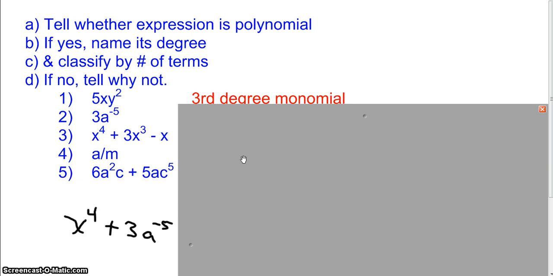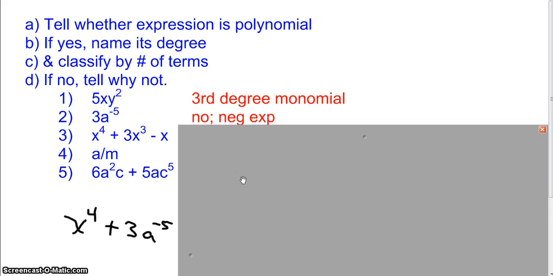And how about 2a to the negative 5? Is that a polynomial? Good job. Why not, Aaliyah? Good job. So we're dividing by a variable. How about x to the 4th plus 3x cubed minus x? Is that a polynomial? Yes. And what's the degree of the polynomial?